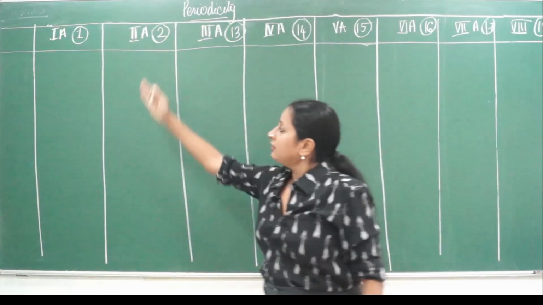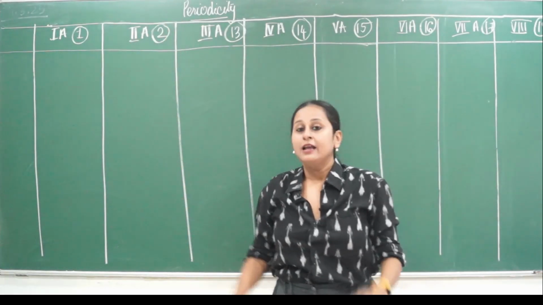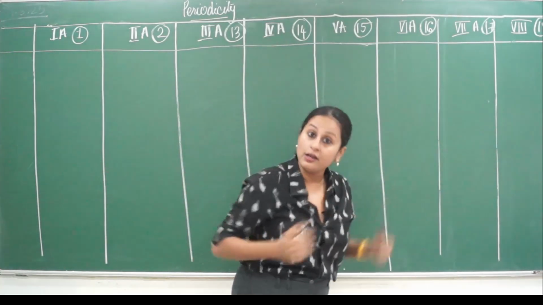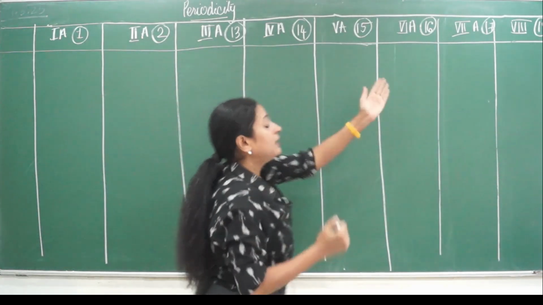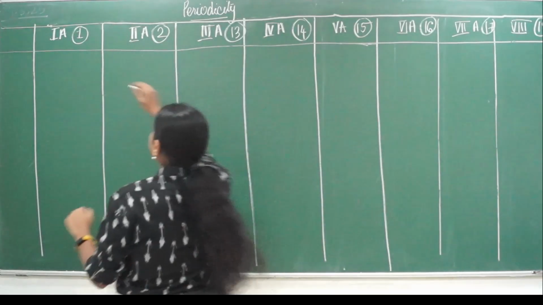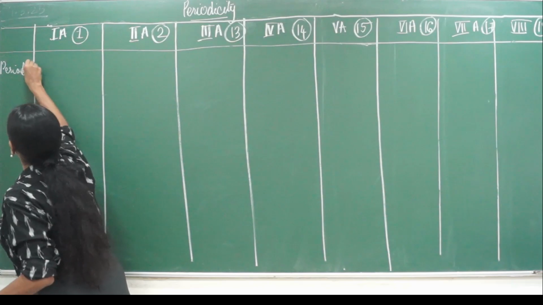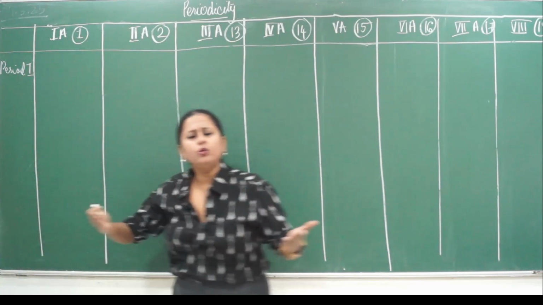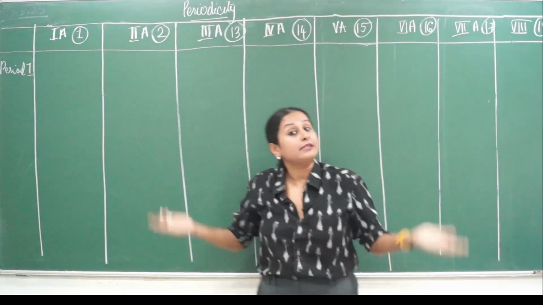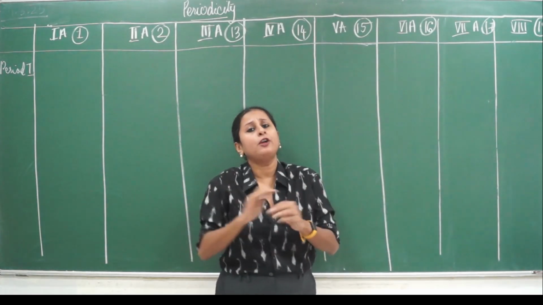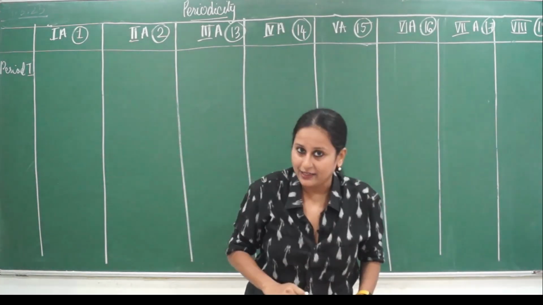So these are your vertical rows. Now let us come to horizontal columns. Horizontal columns also have a name. They are called periods. So period 1, period 2, period 3, we have till period 7. But for now we will only be concentrating on the first 4 periods.